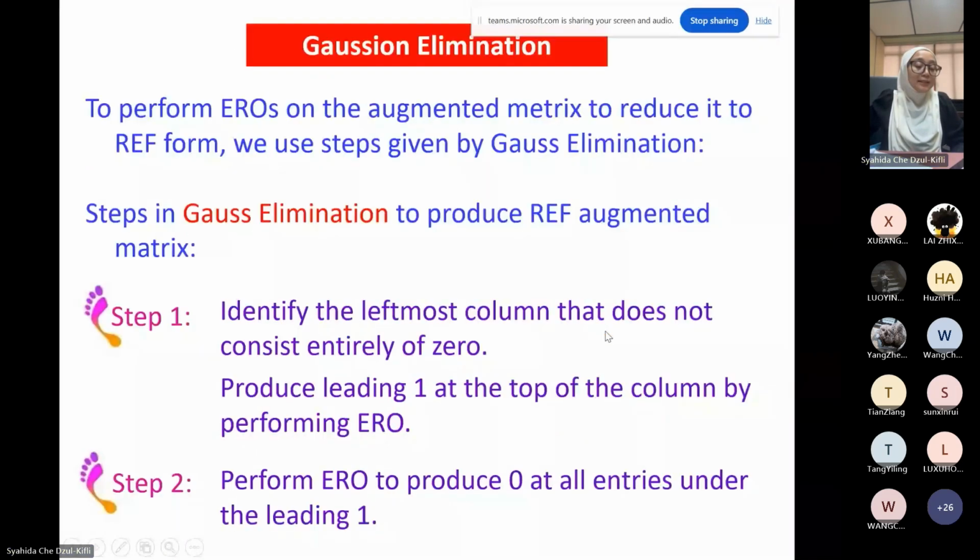We still have about 15 minutes. I think I'm going to finish at this.